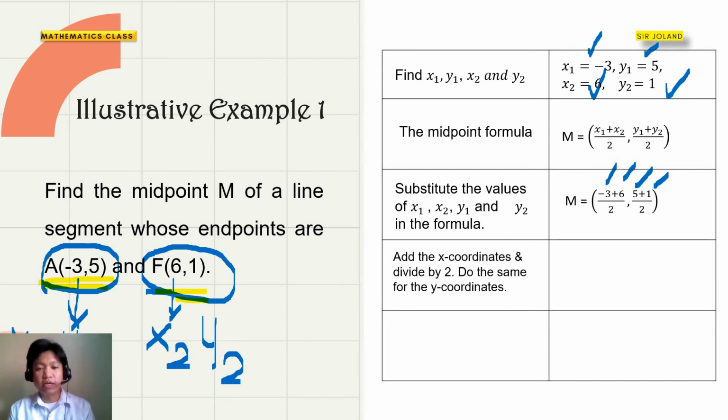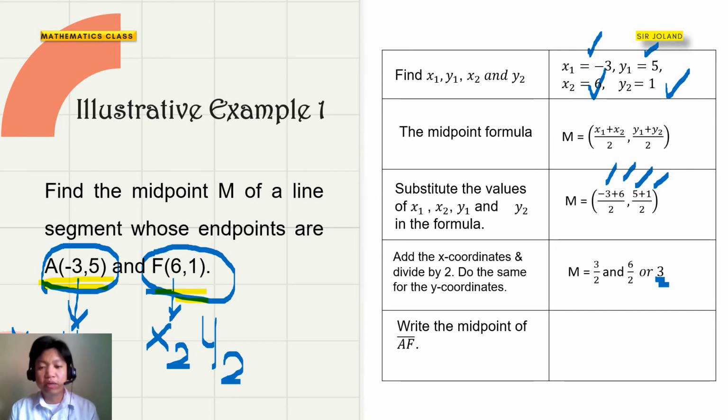So, ang susunod na step natin dyan, syempre, you need to add the coordinates and divide by 2. Do the same for the y coordinates. So, isa-isa lang. Simulan natin sa x coordinates natin. Itong negative 3 plus 6 divided by 2, that is 3 over 2. And yung ating y coordinates, 5 plus 1, that is 6 divided by 2. So, we can simplify this. 6 divided by 2 is 3. Okay, so yan na. Nakuha na natin yung values natin for the x coordinates and then yung ating y coordinates.